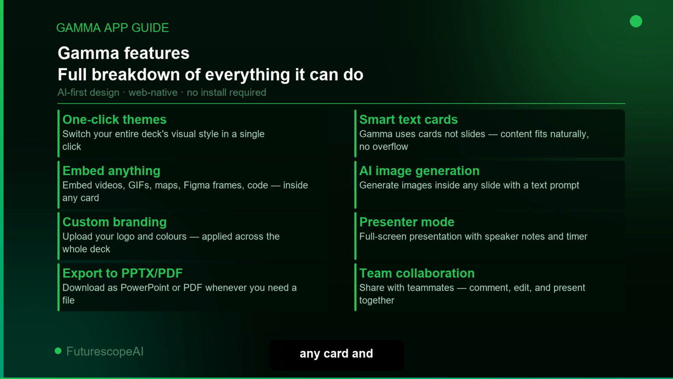AI image generation: type a prompt inside any card and Gamma generates an image on the spot. Custom branding: upload your logo and brand colors once and they apply across everything you create. Presenter mode: full screen presenting with speaker notes and a timer. Export: download as PowerPoint or PDF if you need a traditional file for a client. And collaboration: share with teammates for live comments and edits.